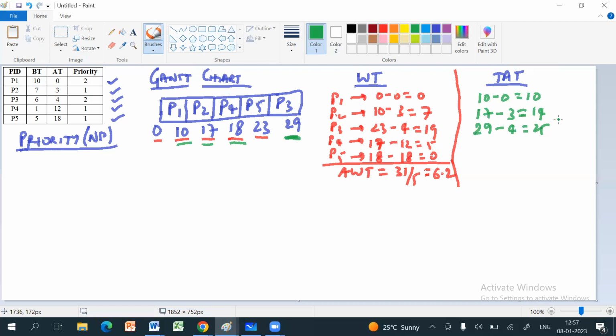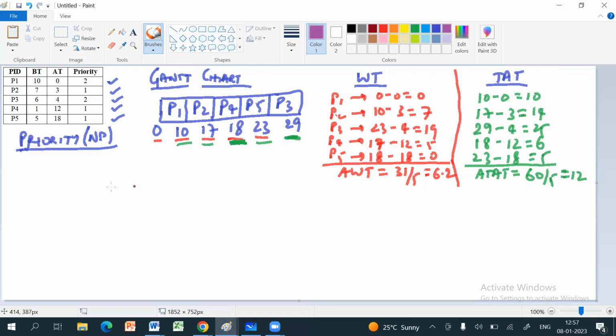And then P4 completed at 18. So 18 minus the arrival time, 12, which is 6. And lastly, P5 completed at 23. So 23 minus its arrival time, 18, which is 5. So the average turnaround time is again the sum of all this divided by 5, the total number of processes. So that comes up to 24, 30, 55, 60. 60 by 5, which is... as of now, it appears that this is better. Correct?